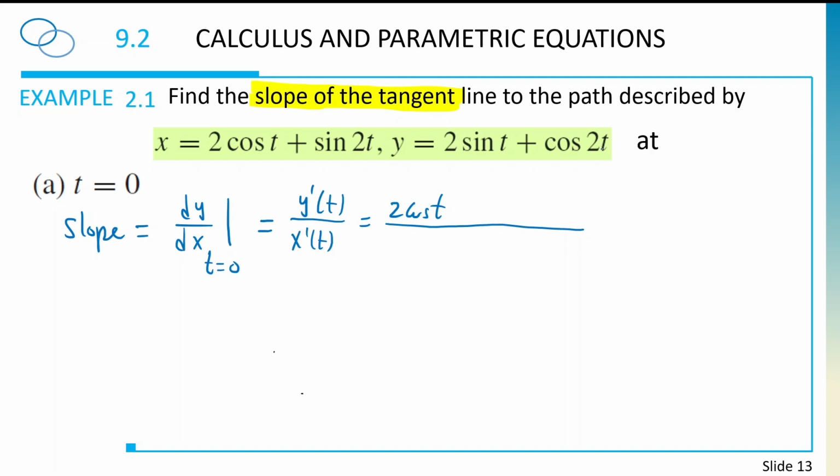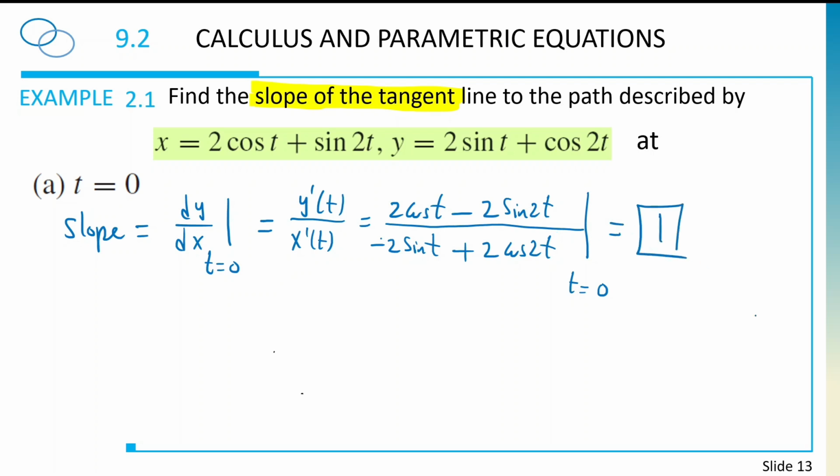Remember the chain rule, here we have 2t, not only t. So this is negative 2 sine 2t. Down is the derivative for x, so this is negative 2 sine of t, and this is sine, so this is cosine. Don't forget the derivative of the argument, so this is 2 cosine 2t. And I need to replace here at t equals 0. You can use your calculator directly, and it's really simple at 0. And this is equal to 1. So the slope here equals 1 directly.